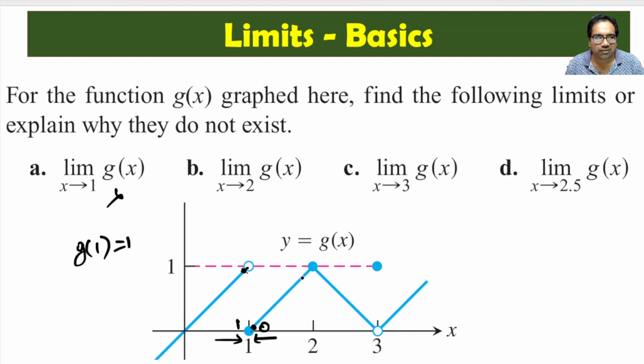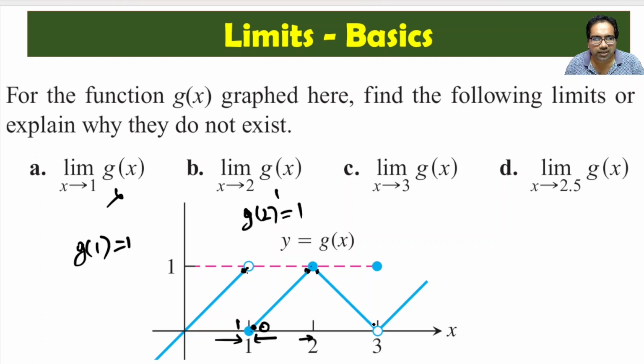Here in this case, x tends to 2. When you come from the left, we are reaching this point. When you are coming from the right, we are reaching this point. These 2 points are close to 1. So, this limit exists. The actual value is 1. And g of 2 is also 1. Okay.